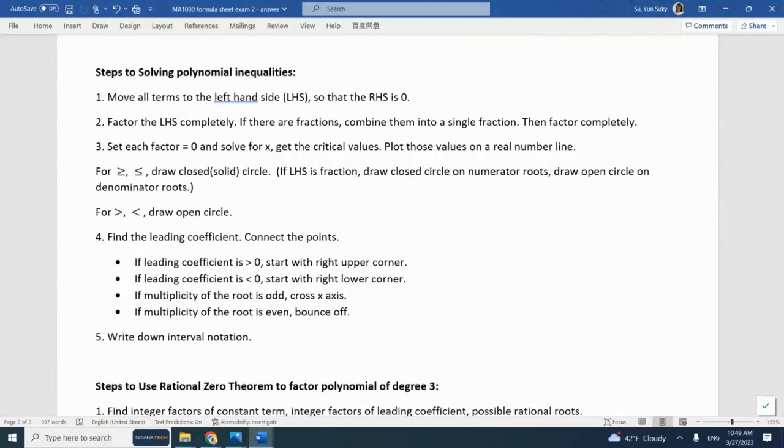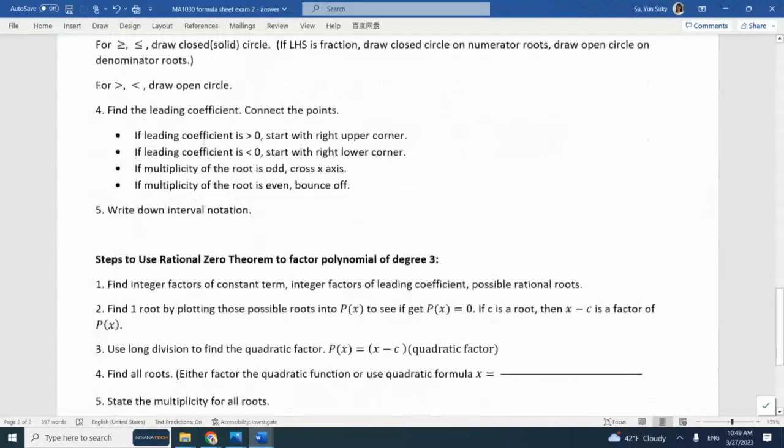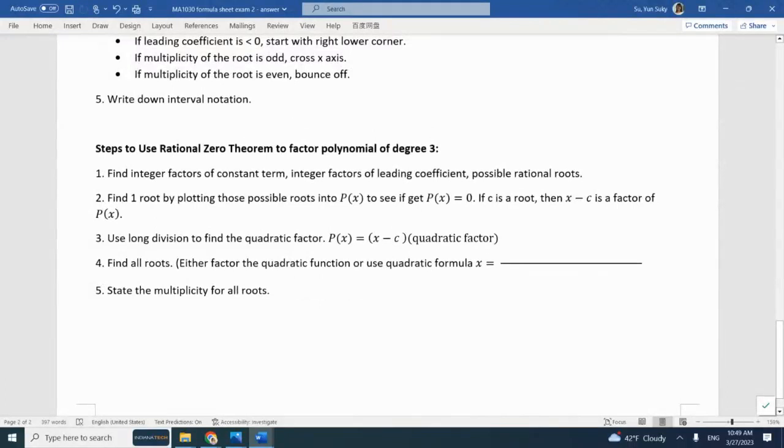Okay, so yeah, Peter, try this out. Thank you, Peter. Yeah, open circle here. And if you see greater than or less than, always open circles. And in the exam, because we don't have enough time, I will only ask you polynomial degree 3. Okay, so you won't see the degree 4 case.